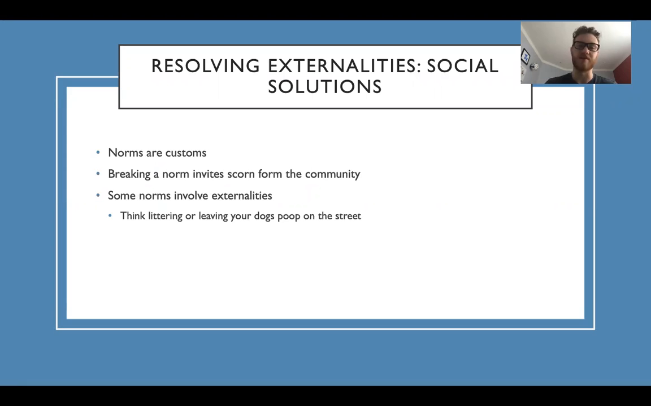Another way that we can resolve externalities is social solutions, like norms. Norms are social customs, and breaking a norm usually invites scorn from the community. And some norms involve externalities, like littering, noise, or leaving your dog's poops on the street.